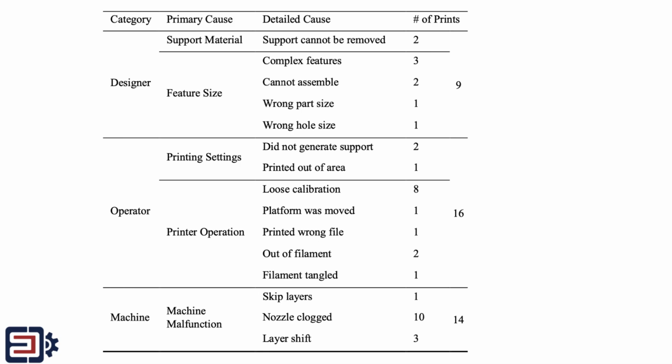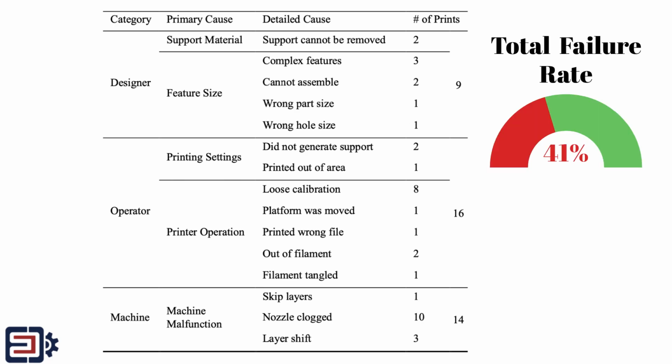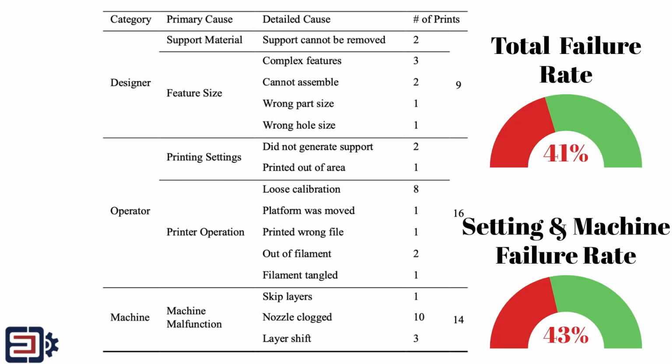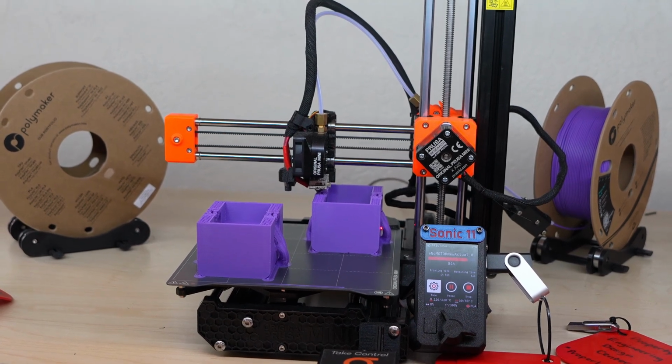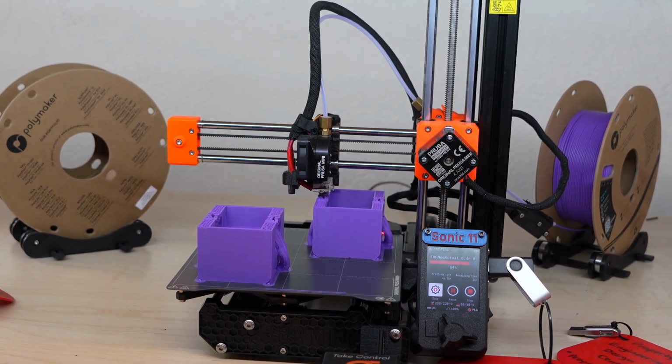In order to better understand the potential environmental impacts and cost savings of implementing our system, we put together a sustainability business case. In a research study conducted at Georgia Tech University in 2019, they found that 41% of 3D prints fail, with 43% of the failures being due to the printer settings and printer malfunctions, which is the target focus of our project.